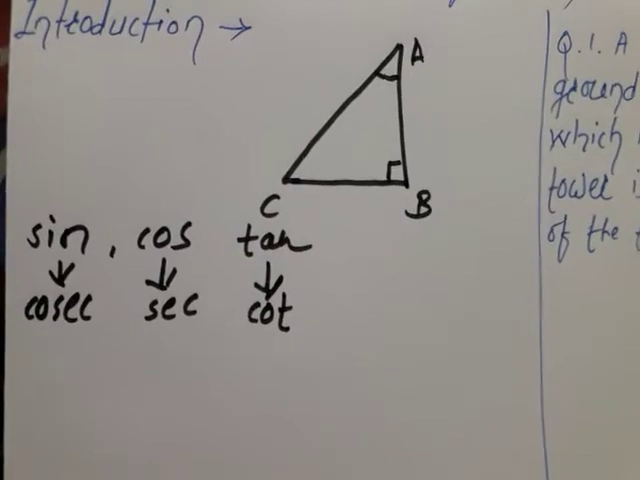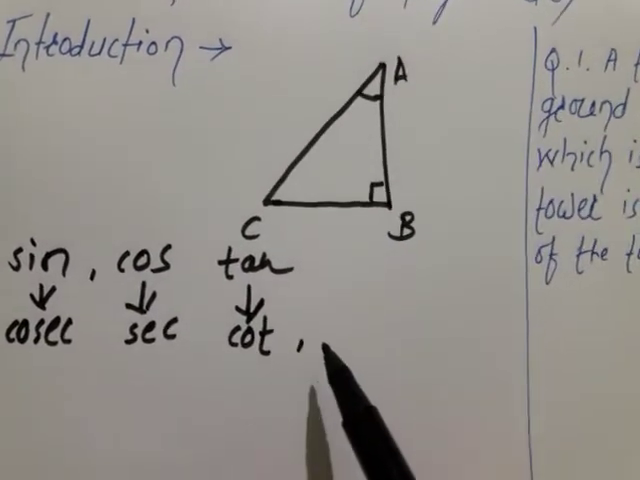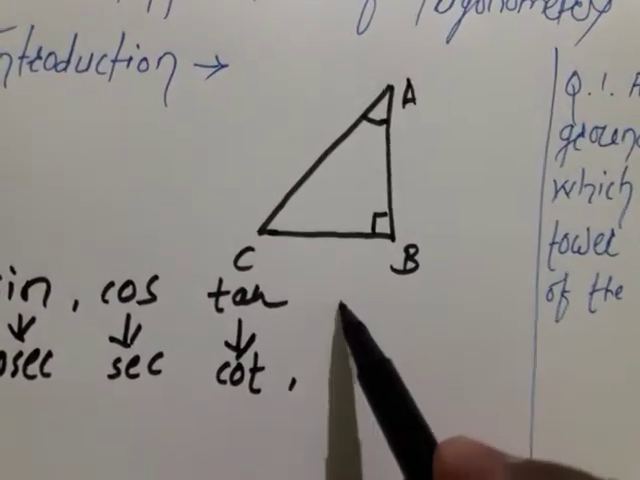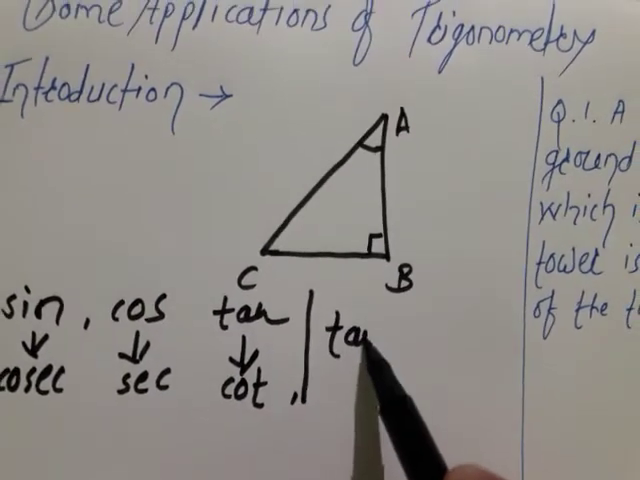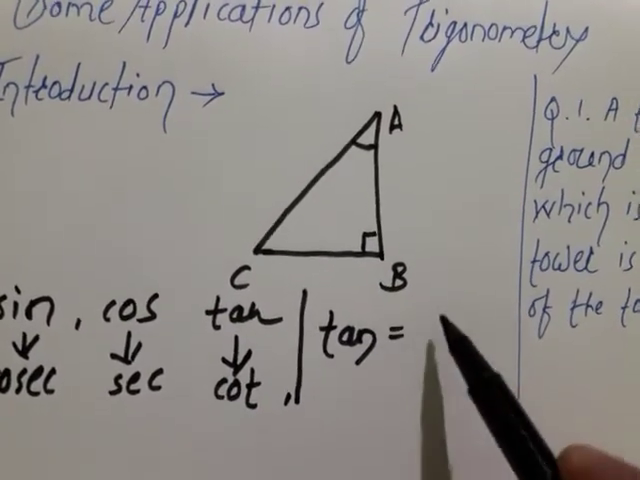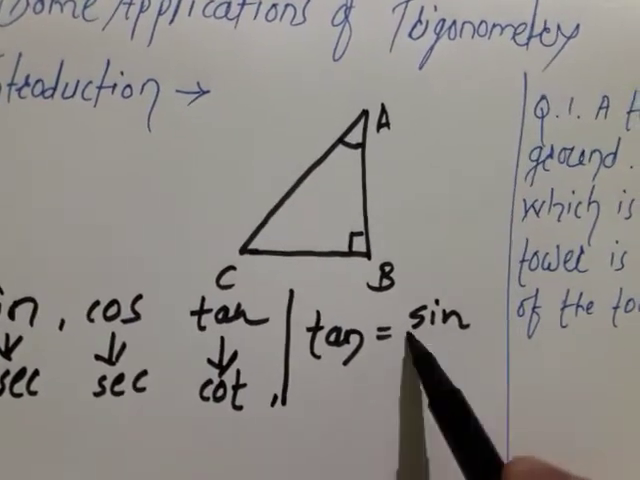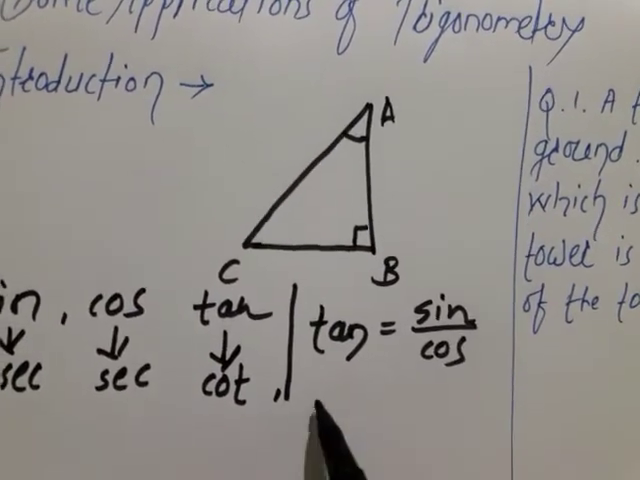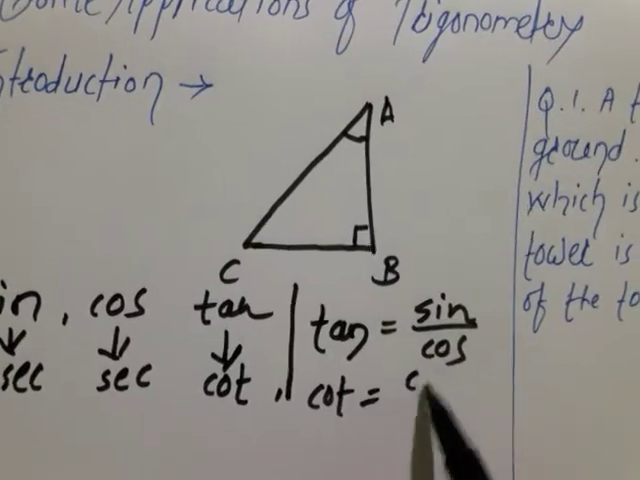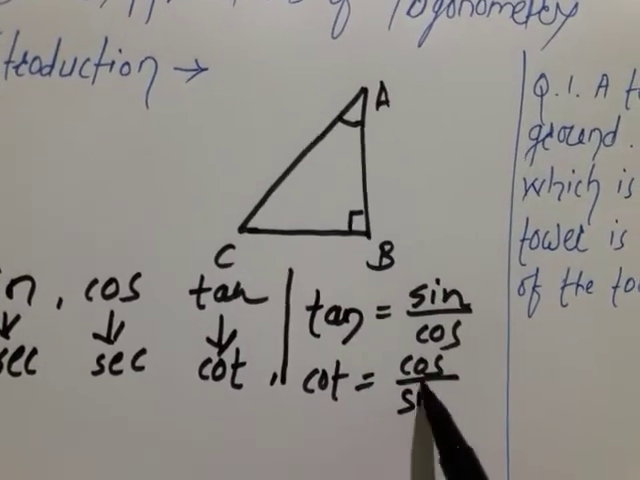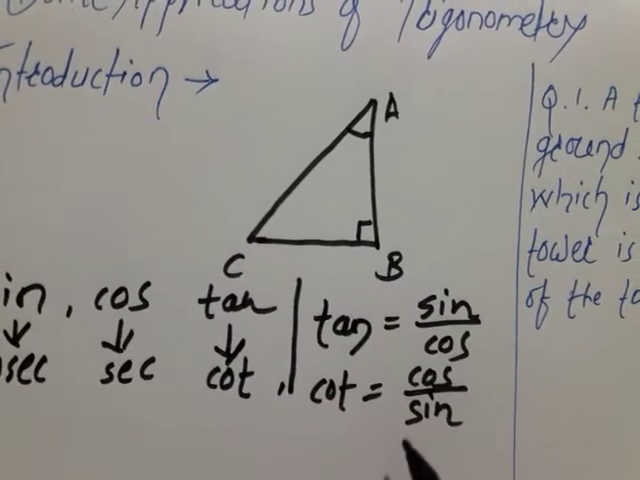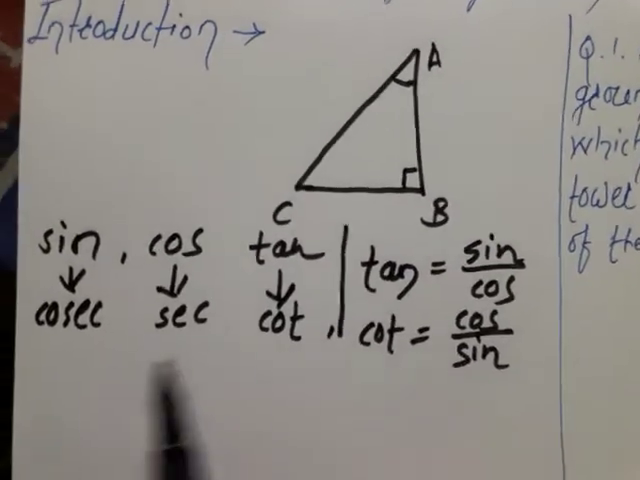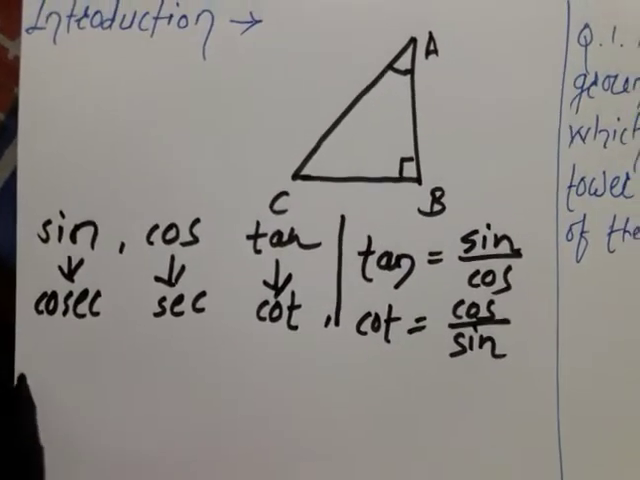Simply I am revising a little, a brush up. After that we discussed some formulae. Look here, I am writing in short: tan is equal to sine divided by cos, and cot is equal to cos divided by sine. This is very important. Then we will learn about some different formulas.